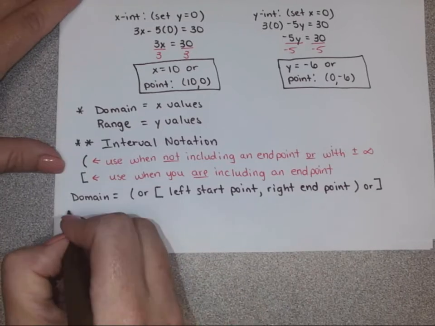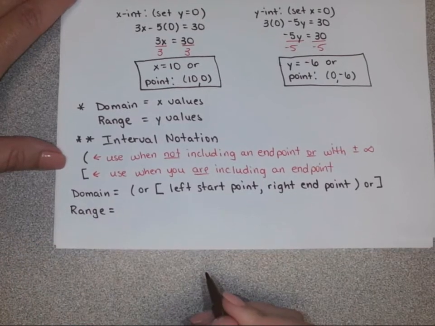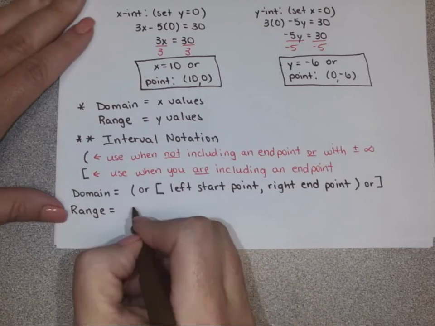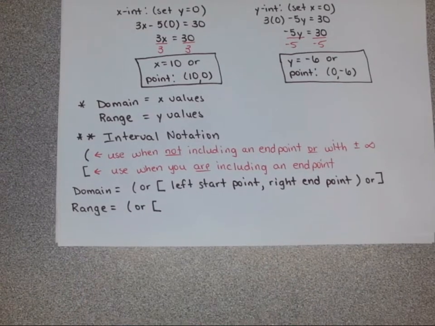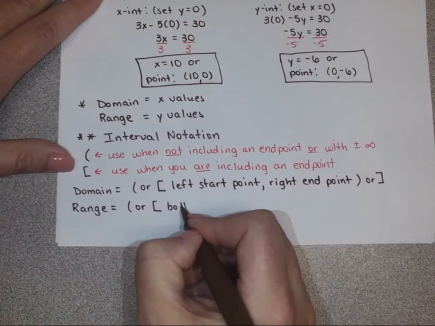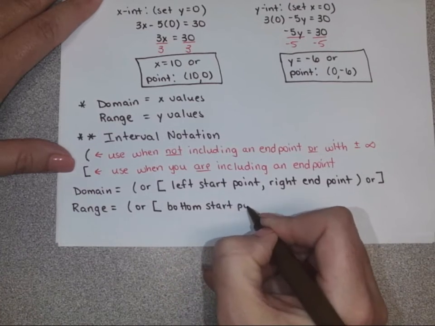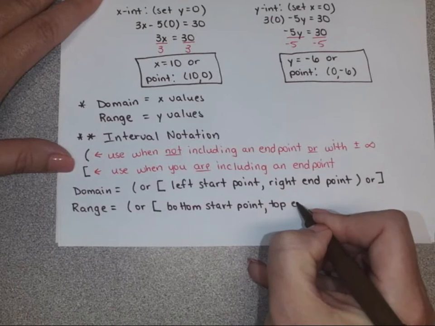Okay. So for the range, you only care about which values, not the x's, but the what? But the y's, right? So which axis is the y? Is it the vertical one or the horizontal one? Vertical, right? So here's the way that the range will be written. Again, we'll start off with a parenthesis or bracket, depending on the situation. Okay? And then you will begin by writing the bottom start point, and then you will end with the top end point. Good.